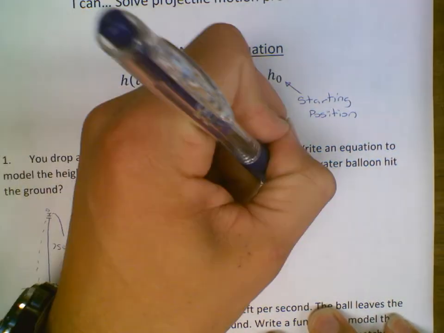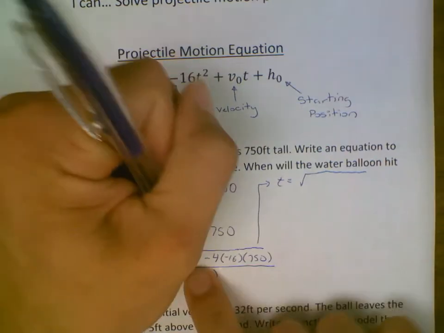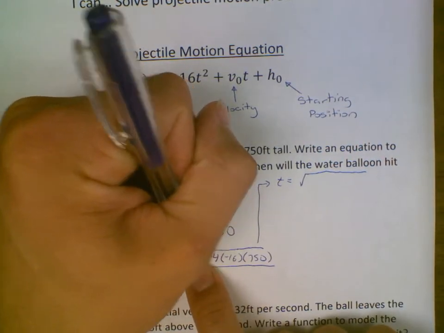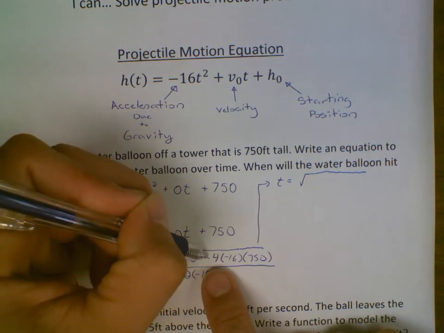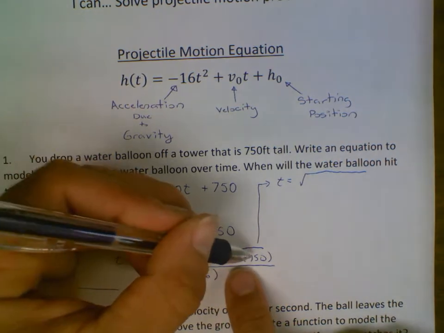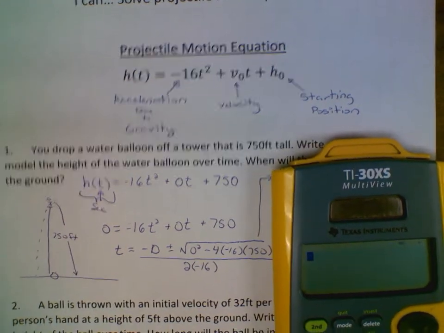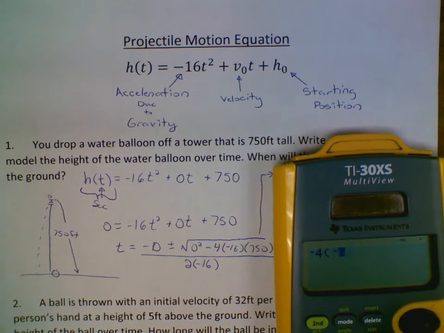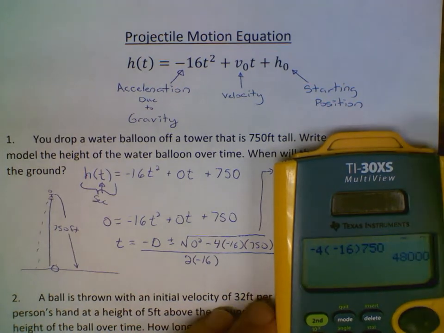We're going to get t equals the square root. Well, 0 squared doesn't matter, right? That's going to be 0 squared is 0. So this is going to go away as well. I just need to multiply -4, -16, and 750 together. So using my calculator, I want -4, I want -16, I want the 750, and I get 48,000.